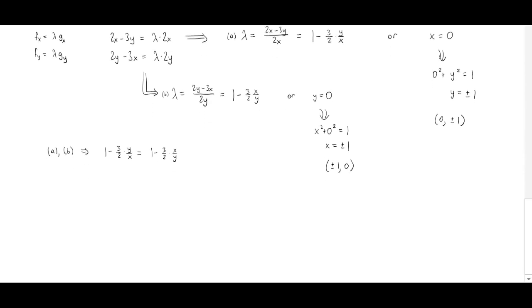All right, so then from there, I now want to get some relation between x and y. So right now, I can cancel the 1s, and then the negative 3 halves as well. So I really just gotta get y over x must be x over y. All right, so then y squared should be equal to x squared. So that gives me y could be plus or minus x. All right. So once I get this relation between x and y, I plug it into my constraint.